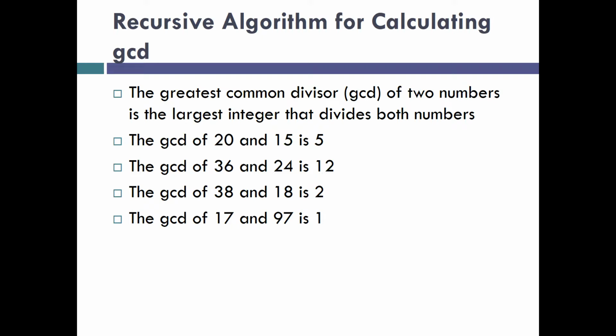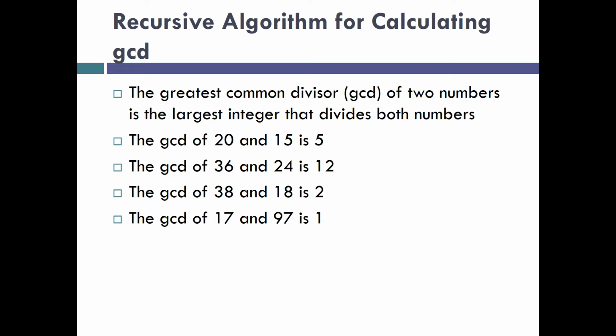So the greatest common divisor, or denominator, as I learned it, of two numbers is the largest integer that divides both those numbers. Or the greatest common factor, sometimes you might call it. So for 20 and 15, that gives you back 5. For 36 and 24, they're both multiples of 12, and that's the biggest number they're both multiples of, right? For 38 and 18, the biggest factor they share in common is 2, so that's 2. And 17 and 97 are both prime numbers, not to mention they're also relatively prime to each other, but they're both prime numbers. So the only thing they have in common is 1.